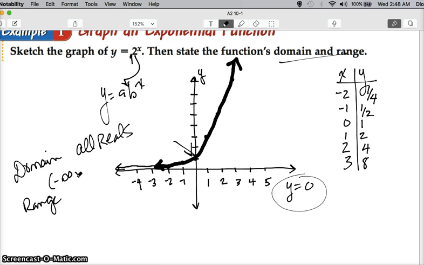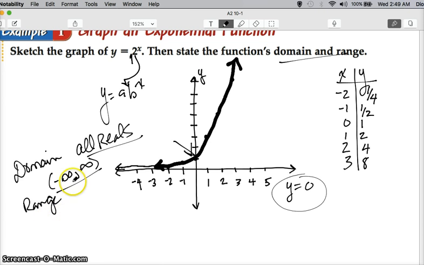We can say anything from negative infinity to infinity would be all reals. So that would be one way to write the domain in that kind of notation. Another way, interval notation, and another way would be to just write all reals. But in terms of the range, we can see that the range is a little bit different. We're never going to get a negative number, nor will we ever get y equaling 0. But y can be pretty much any number greater than 0.